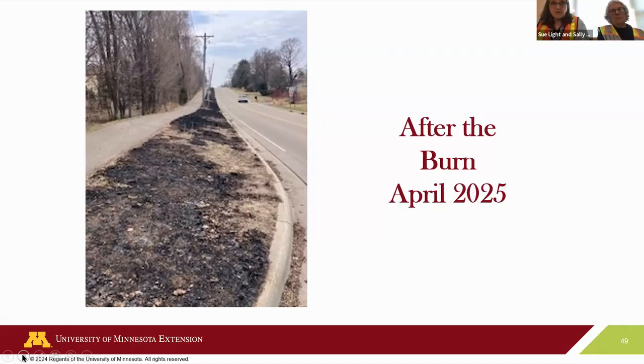Fire controls trees and woody shrubs. Dry prairies like this one can take as long as 10 years to accumulate enough litter to burn. This one has been burned twice. And I believe this burn was done in April.